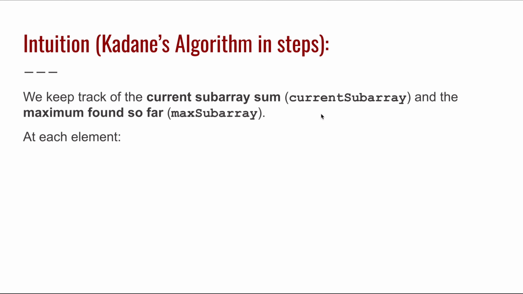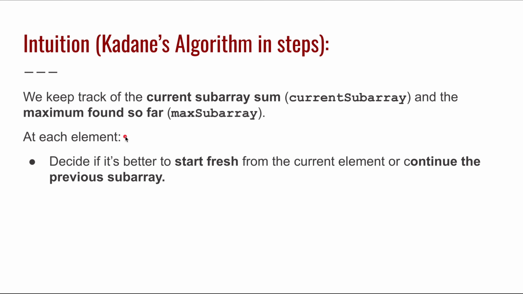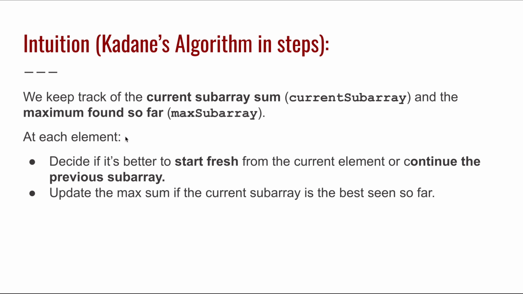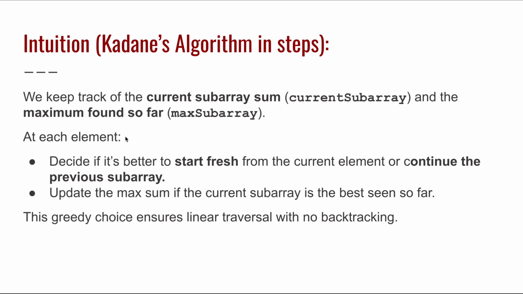So let's continue. At each element, we'll take two variables, current subarray and max subarray, and at each element we will decide if it is better to start fresh from the current subarray or continue the previous subarray, or we'll update the max subarray. If the current subarray is the best so far, then we'll keep updating this one, or it will stay at that point. You will understand this once we get to the coding. This greedy choice ensures linear traversal and tracking of the elements with no back steps.